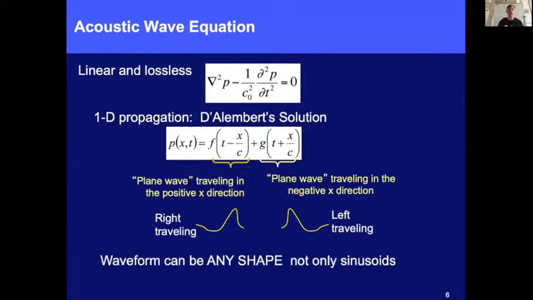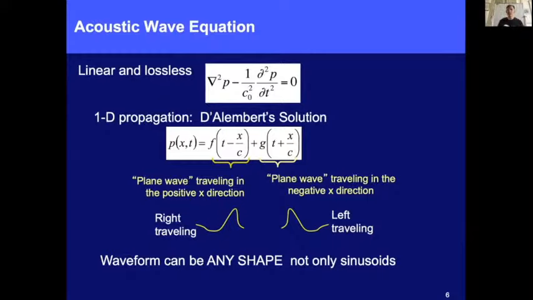I just want to make the point that the waveform that solves the wave equation can be any shape, it doesn't need to be sinusoids. Sinusoids have some very nice properties, but actually as long as they're smooth and well behaved and you can take derivatives, then they will satisfy the wave equation where you just have this argument either t minus x over c to go to the right or t plus x over c to go to the left.